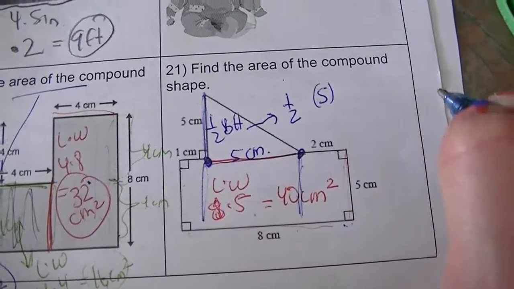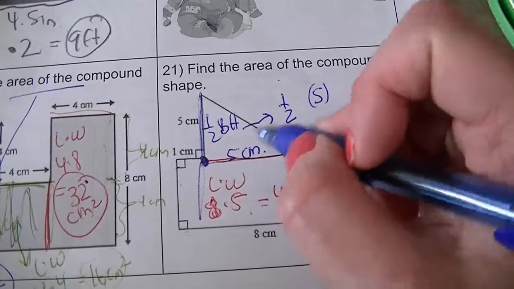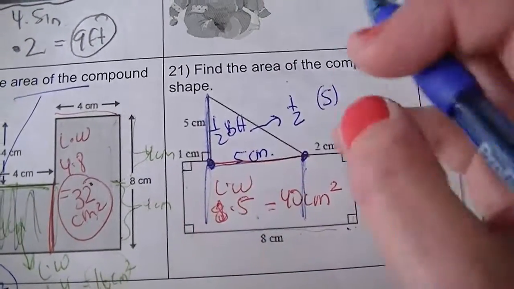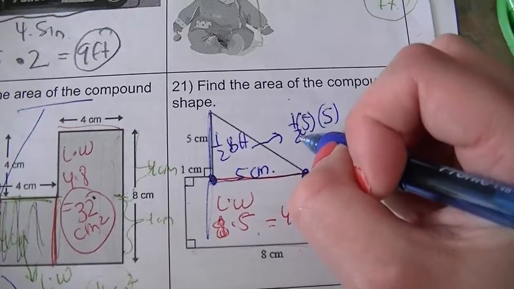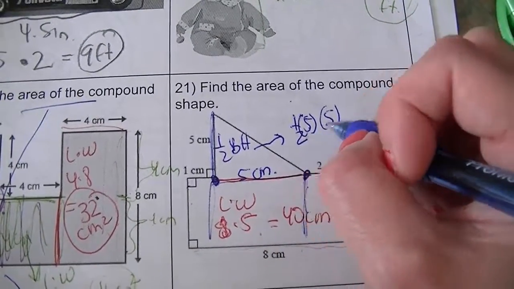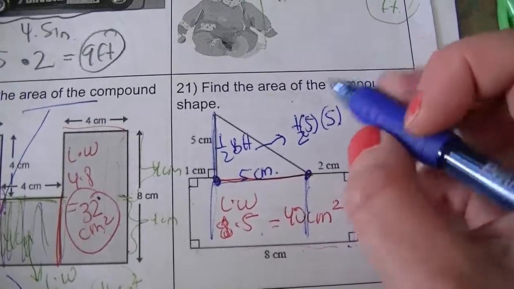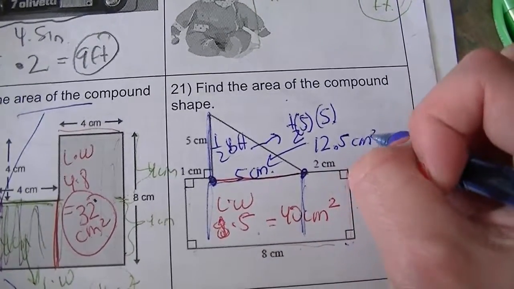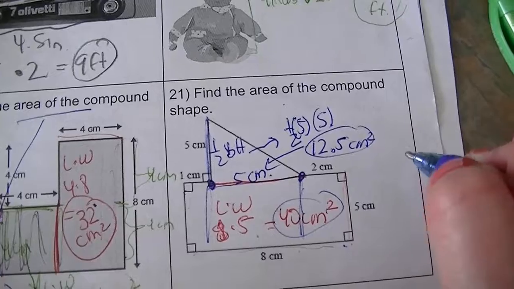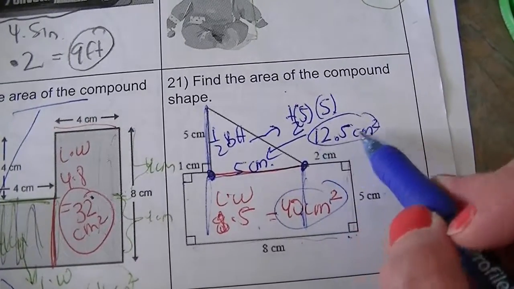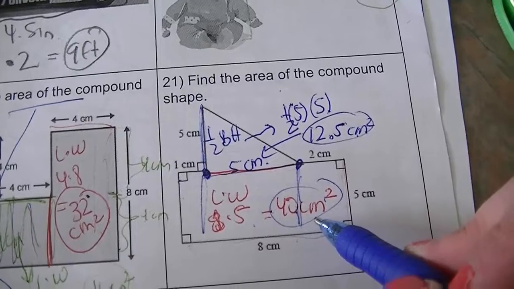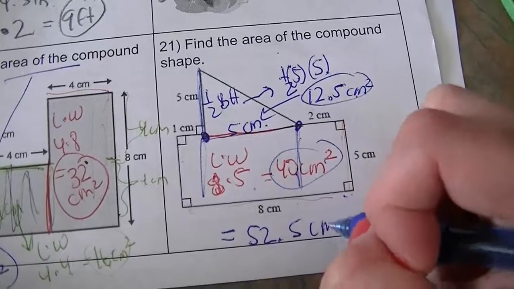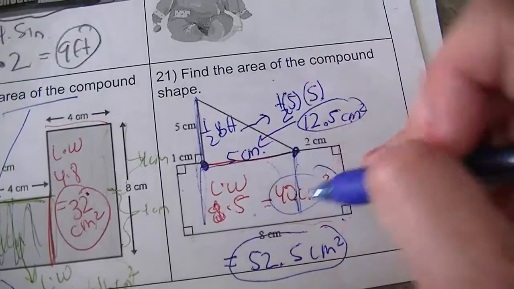Now I have enough information to figure out the rest of the area of this compound shape. So 1/2 base times height. Half of 5 is 2.5. 2.5 times 5 is 12.5 for the area of this triangle, in centimeters squared. That's not our answer. We just have to add these two together. When I add 40 centimeters squared plus 12.5 centimeters squared, I get 52.5 centimeters squared. And that is the area of the entire compound shape.